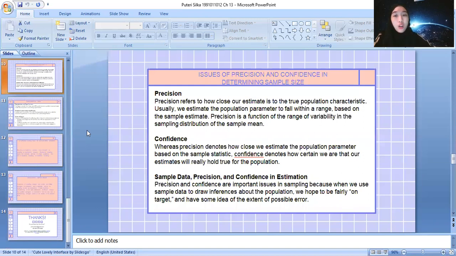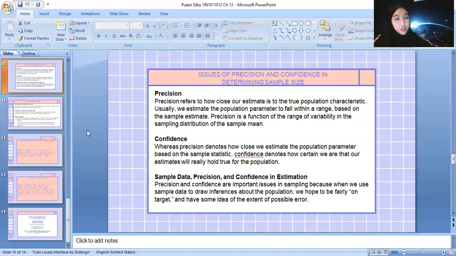Issues of precision and confidence in determining sample size. First is precision. Precision refers to how close our estimate is to the true population characteristics. Usually, we estimate the population parameter to fall within a range based on the sample statistic. Precision is a function of the range of variability in the sampling distribution and the sample mean. Confidence. Whereas precision denotes how close we estimate the population parameter based on the sample statistic, confidence denotes how certain we are that our estimates will really hold true for the population.